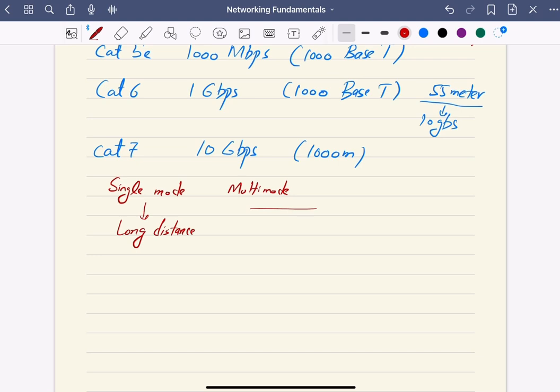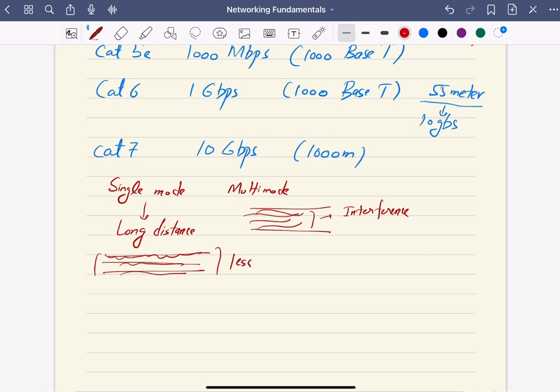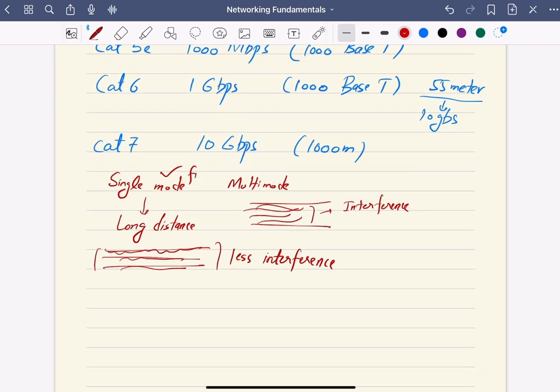In multi-mode cable, basically it's thicker and multiple signals are traveling. If multiple signals are traveling, there would be more interference. We will discuss that in detail in the next chapter. In single mode cable, we have multiple cables, but each cable is carrying only a single signal. So there would be less interference and less fading. That's why single mode fibers travel up to a longer distance.